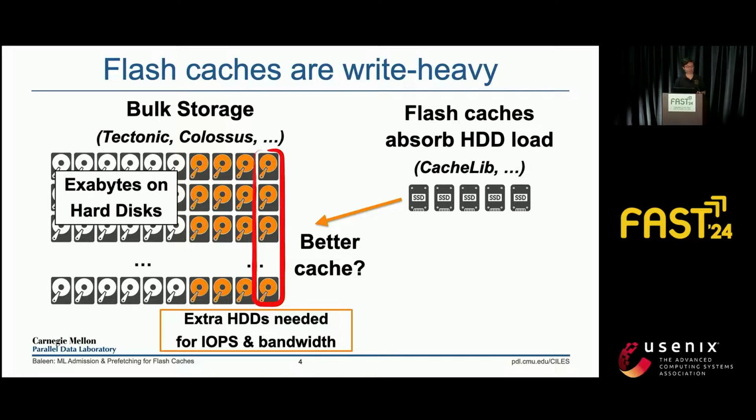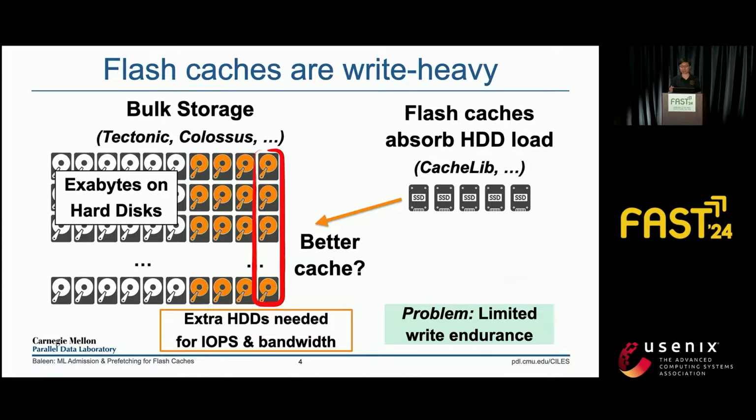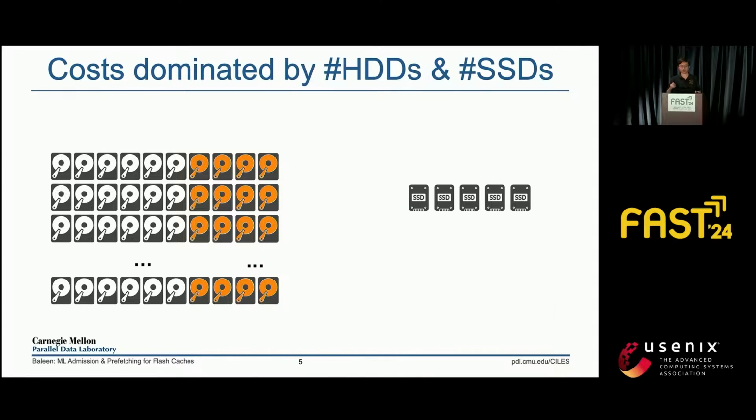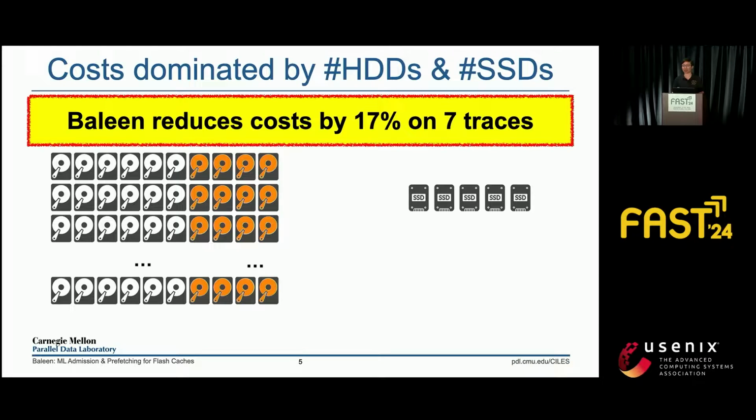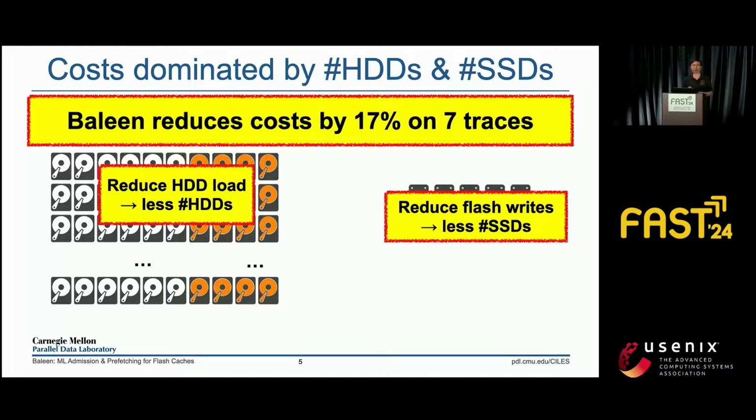But the big problem with flash is that it has limited write endurance, which means that you need to limit your long-term flash write rate so that you don't burn out and have to replace your flash drives prematurely. So a good policy has to reduce writes and reduce the number of SSDs that you need in the long run. There are two key contributors to cost: the hard disks that you need to serve peak load and the SSDs that you need in the long run for flash caching. Our system, Baleen, is able to reduce estimated costs by 17% by reducing the backend load, and thus the number of disks you need to serve that load, while balancing that against the cost of flash drive replacement.